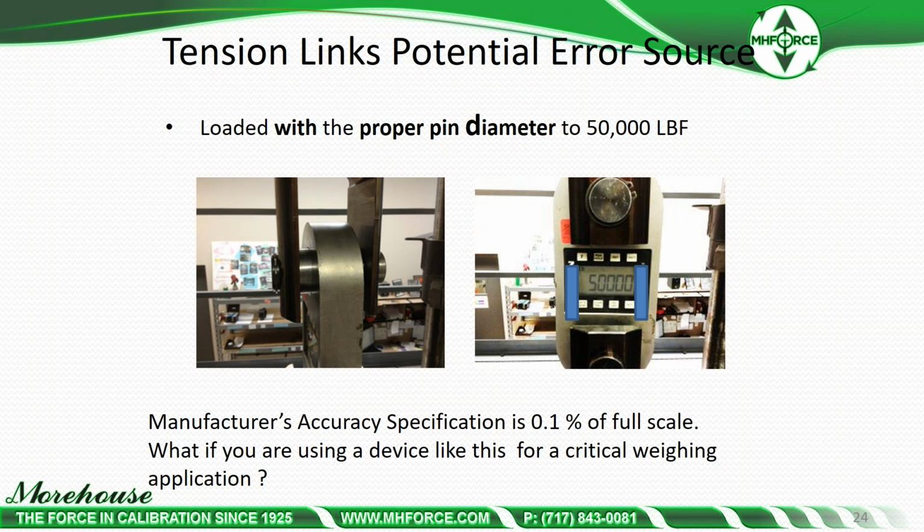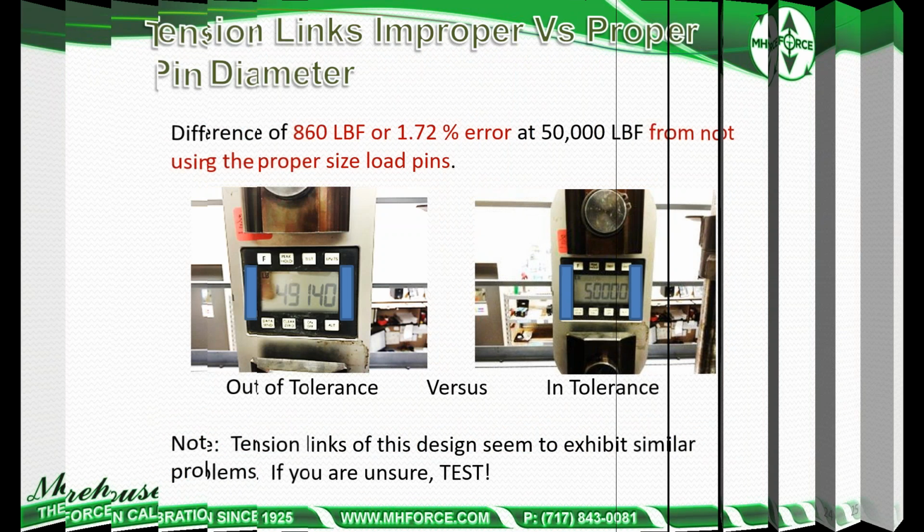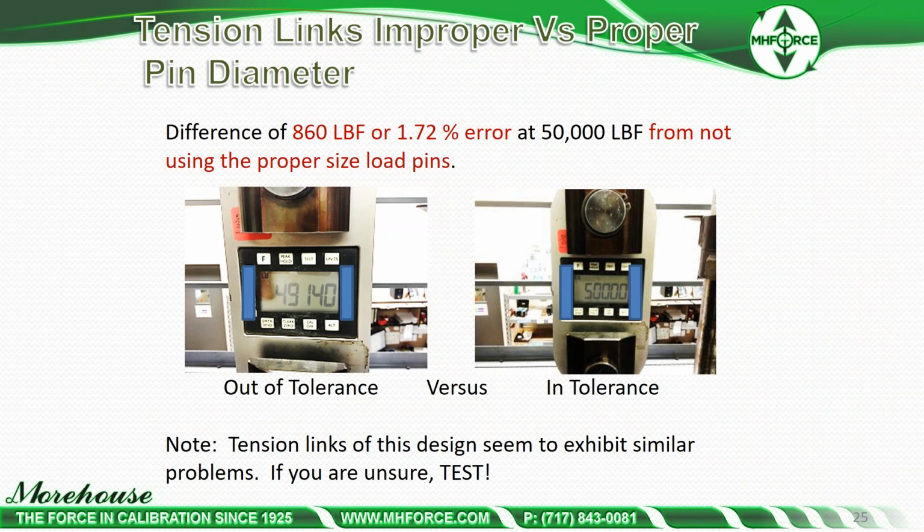So this one, the manufacturer's accuracy specification is 0.1% of full scale. What if you're using a device like this for a critical weighing application? There's the right pin, there's the wrong pin. Look at the difference here. We have a difference of 860 pounds, or 1.72% error on a 0.1% device from not using the proper load pins. A severe out of tolerance versus in tolerance condition.